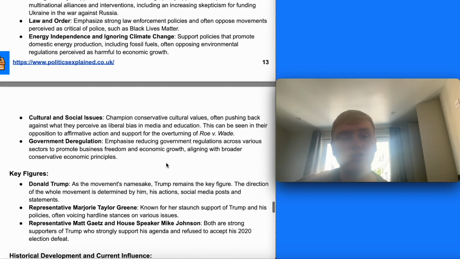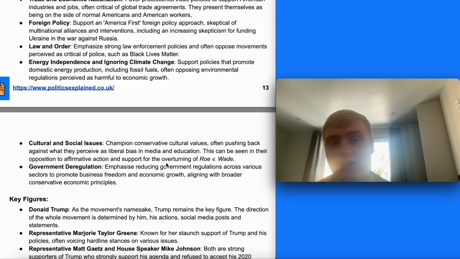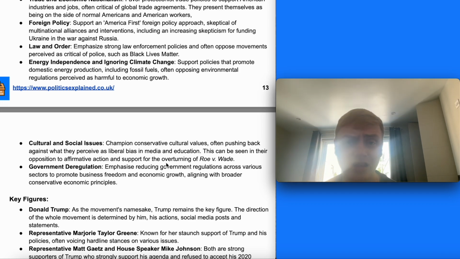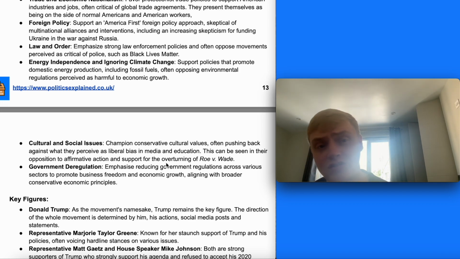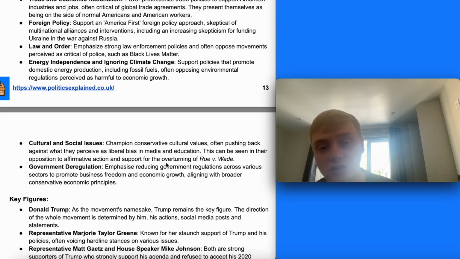And on law and order, they emphasise strong law enforcement policies and often oppose movements perceived as critical of police, such as Black Lives Matter. They support policies that promote domestic energy production, including fossil fuels, and oppose environmental regulations, which they see as harmful to economic growth. And they champion conservative cultural values, pushing back against what they perceive as liberal bias in the media. So they oppose affirmative action, for example, and are quite strongly opposed to abortion rights, and support the overturning of Roe v. Wade.